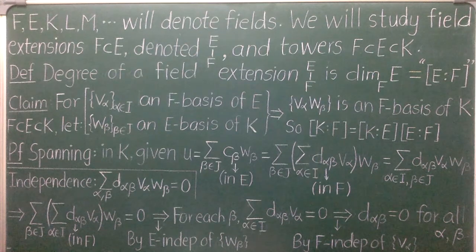For linear independence, work backwards. Given a linear relation over the smallest field F, first gather for each beta all terms involving W_beta and take W_beta as a common factor. Now, by linear independence of the W_betas over the middle field E, the coefficient of each W_beta, which is this sum, is 0. And now use independence of V's over F to conclude that all coefficients must be 0.